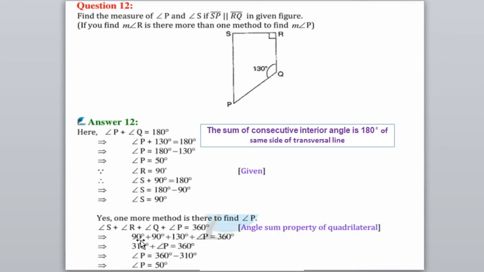So here angle S is 90 degrees, as the angle R is given 90 degrees, it means angle S will be 90 degrees only. So 90 degrees plus 90 degrees plus 130 degrees, it is already given, and angle P we have to find out. So plus angle P equals 360 degrees, then 90 plus 90 plus 130 degrees equals 310 degrees, plus angle P equals 360 degrees, then angle P equals 360 degrees minus 310 degrees, then 360 minus 310 equals 50 degrees. So therefore angle P we got here as 50 degrees.